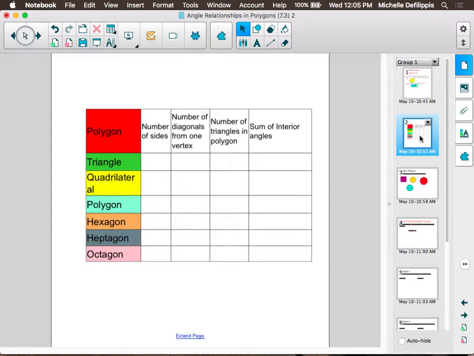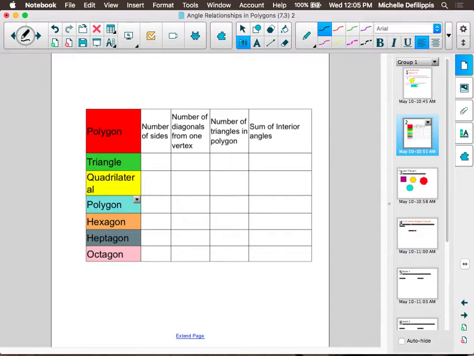All right, so some of the different examples are the triangles, the quadrilaterals, the pentagon, oh, that should say pentagon. The hexagon, heptagon, and octagon. So we know already that triangles have 3 sides, quadrilaterals have 4, pentagons 5, 6, 7, and 8.